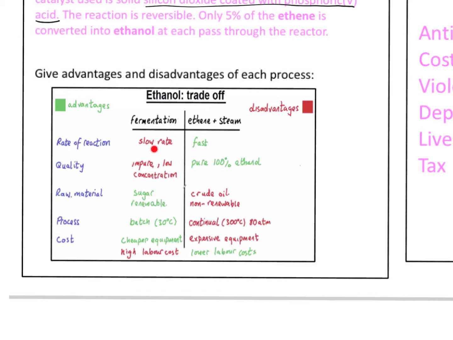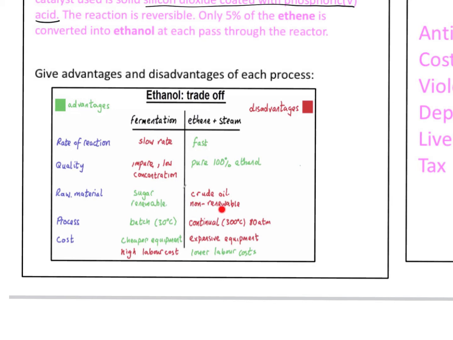Fermentation is quite slow, whereas hydrating ethene is quite fast. Fermentation is quite impure, low quantities, but the ethanol from ethene is pure, so it's 100% ethanol. They're not making another product. Fermentation is a renewable batch process, so every time you finish, and it's about 30 degrees, you need to empty it. Cheap equipment, high labour cost.